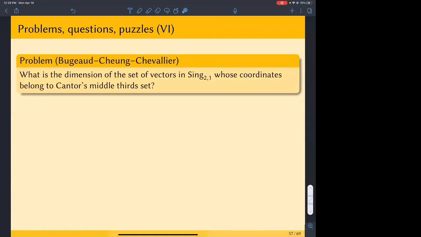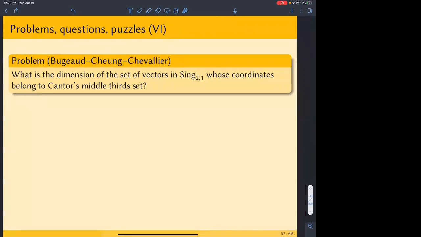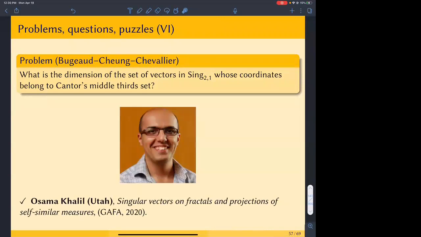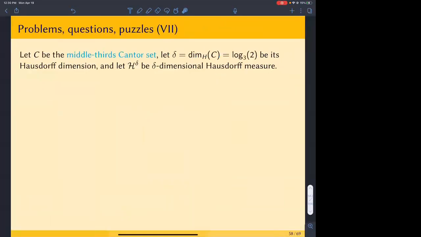Since Osama asked a question, here's a question about Sing 2-1, but then intersected with a fractal. So BCC, one of the problems in their paper was, what's the dimension of the set of vectors in Sing 2-1 whose coordinates belong to Cantor's middle third set? And Osama Khalil has a beautiful paper on this, where I think Osama has some very, very good bounds and some ideas on trying to really hit it on the head. But at this stage, I think we just have bounds and a conjecture for what the answer should be.